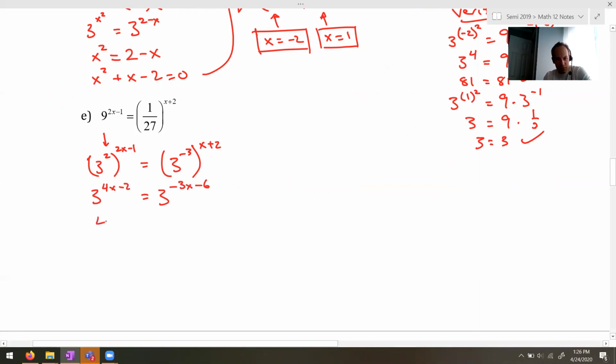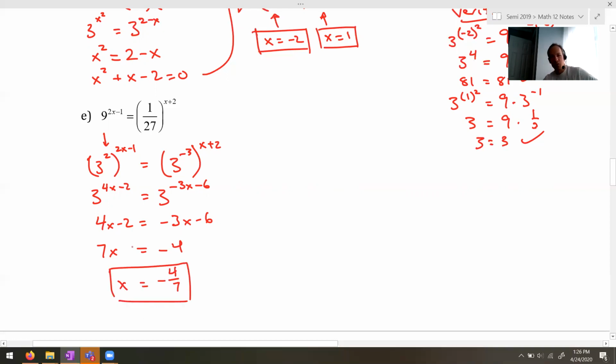And then we can finally turn this down into, get rid of the bases, and just set the exponents equal to each other. So we'll move all of the x's to this side, 7x over here. We'll take 2 to the other side, and we'll get equals 4. And we'll get x equals negative 4 over 7. Super keen to verify that one, so maybe I won't, but it can be done. Desmos can also confirm it.